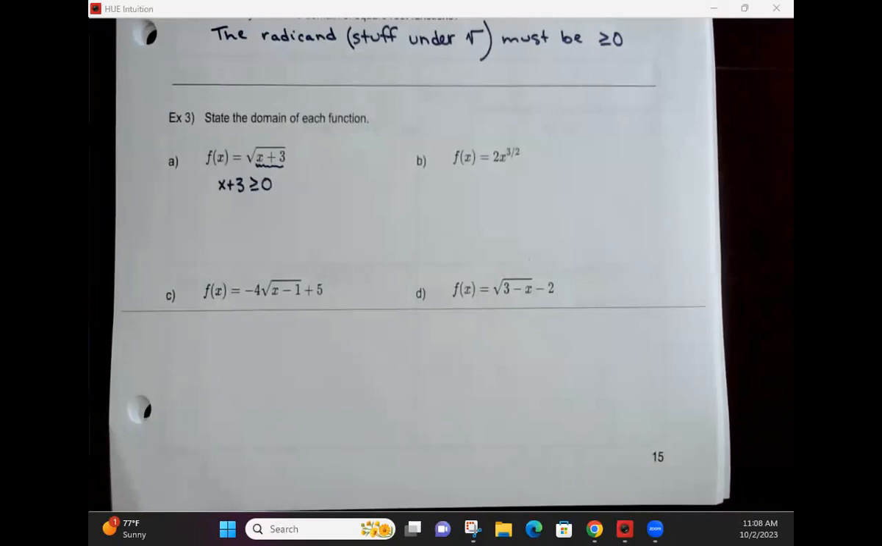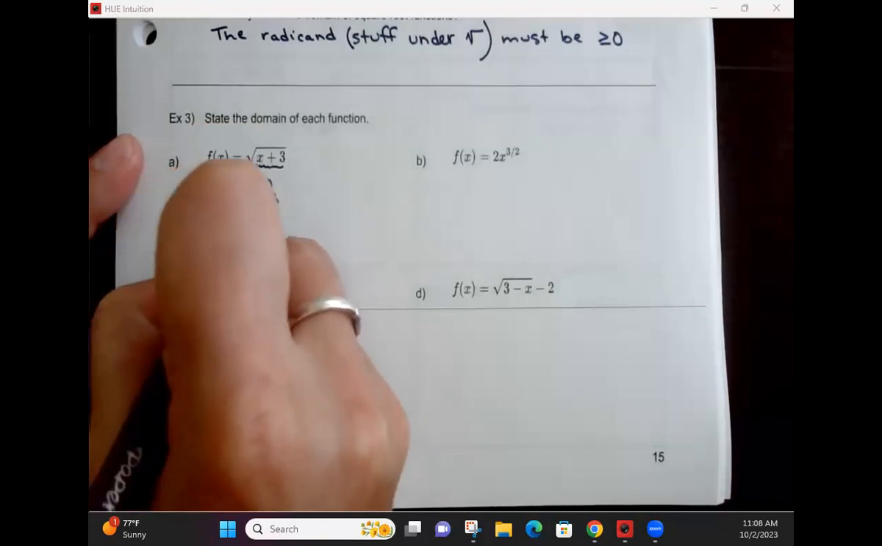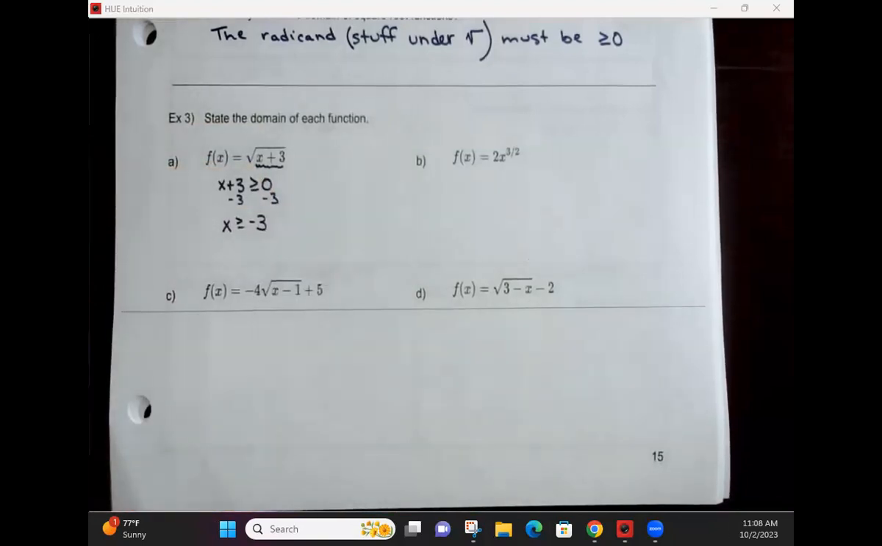Remember, when we're solving inequalities, it works just like an equation unless I multiply or divide by a negative number. Does anybody remember what we have to do if we multiply or divide by a negative number? What happens to my sign? It flips the other way. For this guy, we're just subtracting, so I don't need to do anything wild. So x needs to be greater than or equal to -3 here.